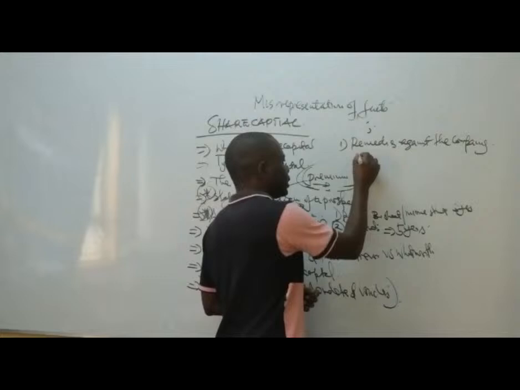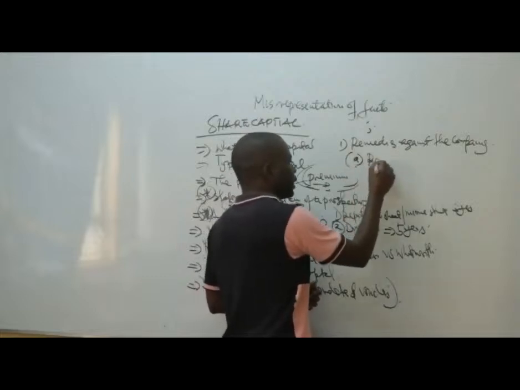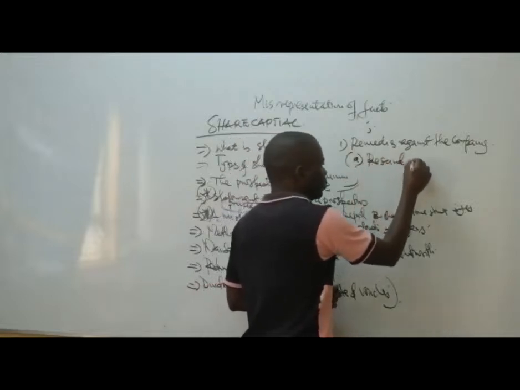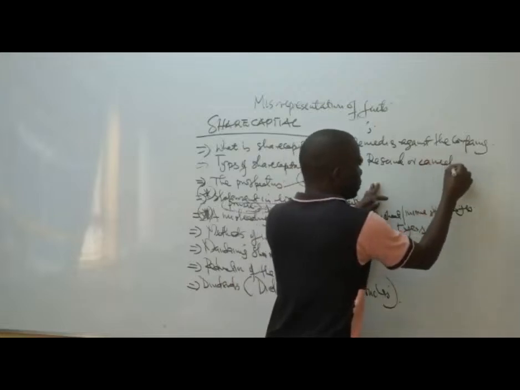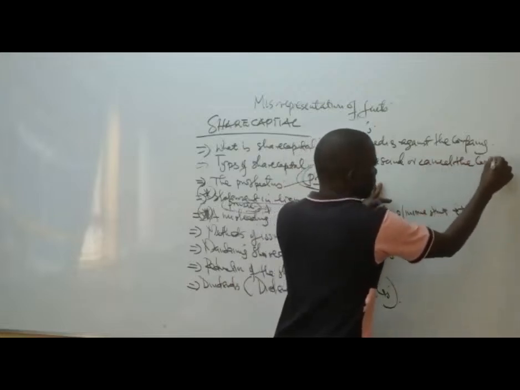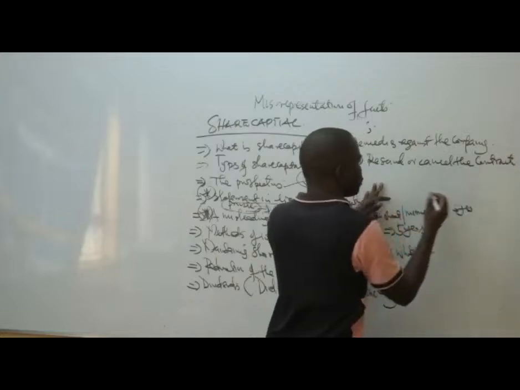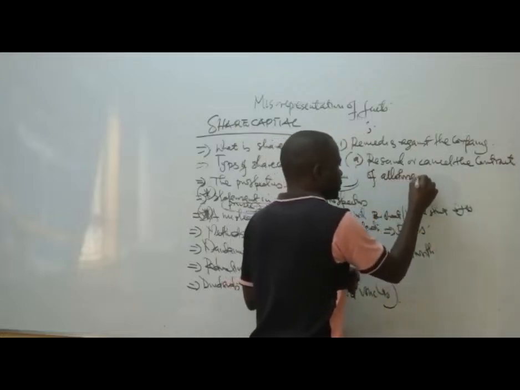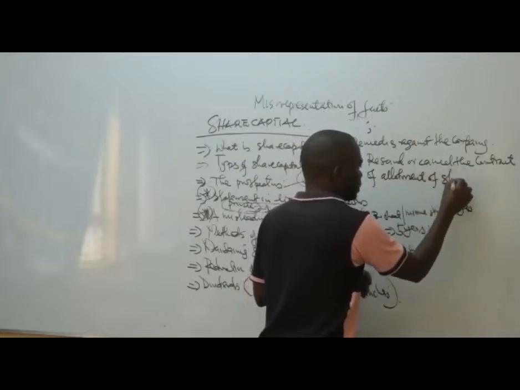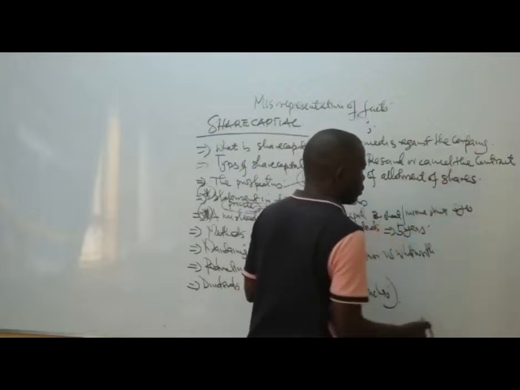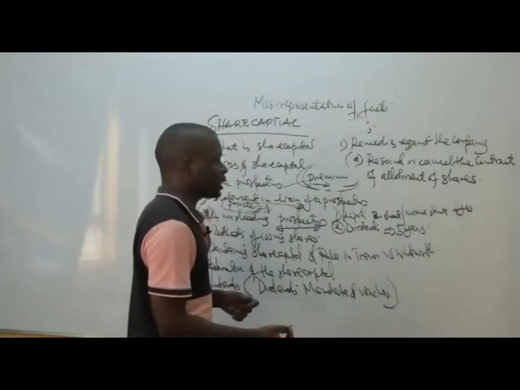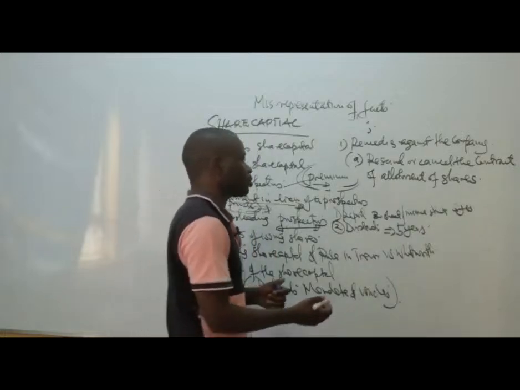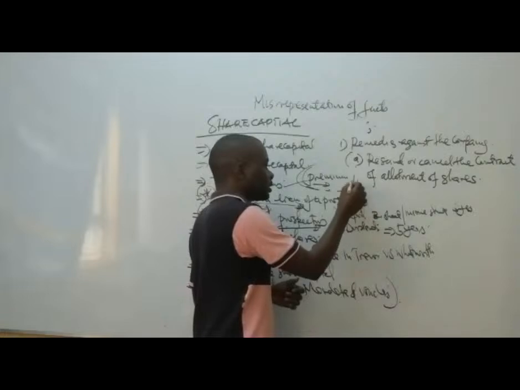Then you say number 1, A, rescind or cancel the contract of allotment of shares.